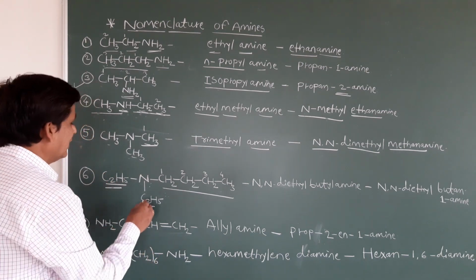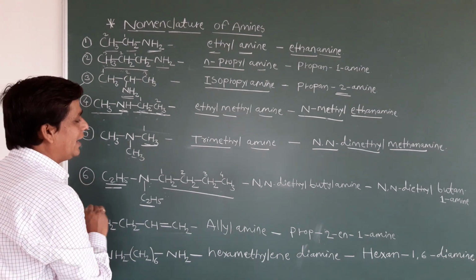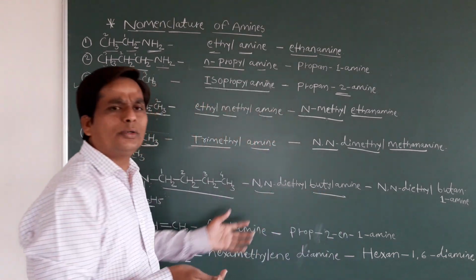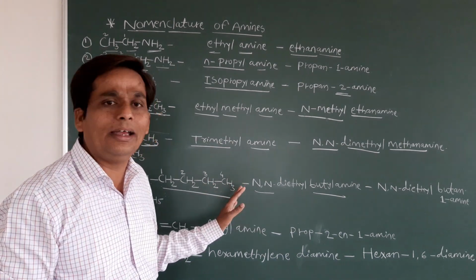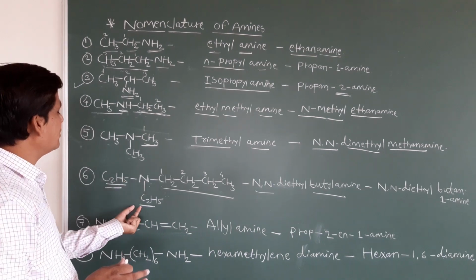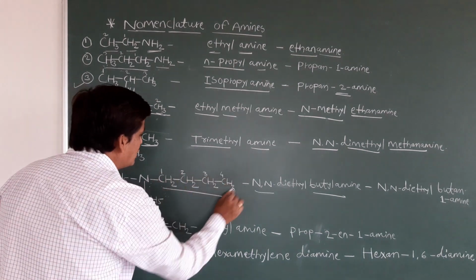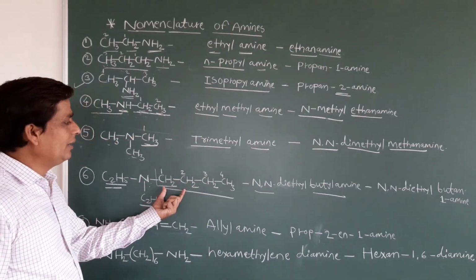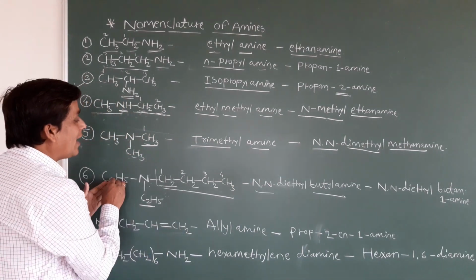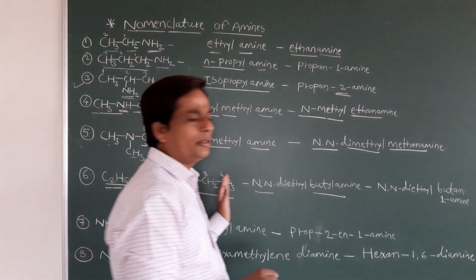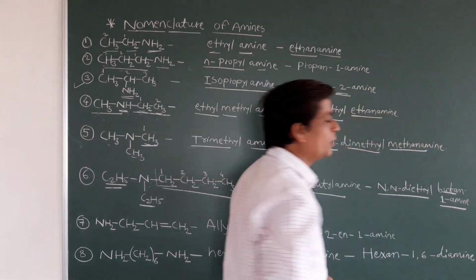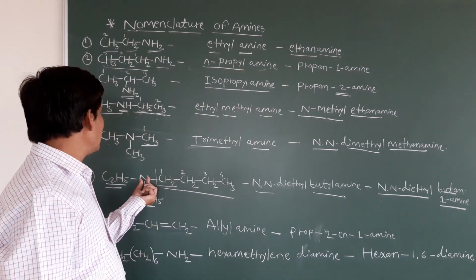Okay, what we can see is N,N-diethyl, then this 4 carbon is butyl amine. In common name also you can use the suffix N,N, no problem. And in IUPAC name also you can use the same: N,N-diethyl, and then this long chain is butane, so we can say butyl amine. In the IUPAC name, also the same: N,N-diethyl, and the long chain of 4 carbons means butane, so N,N-diethylbutane-1-amine, because the amine group is attached on the first carbon.